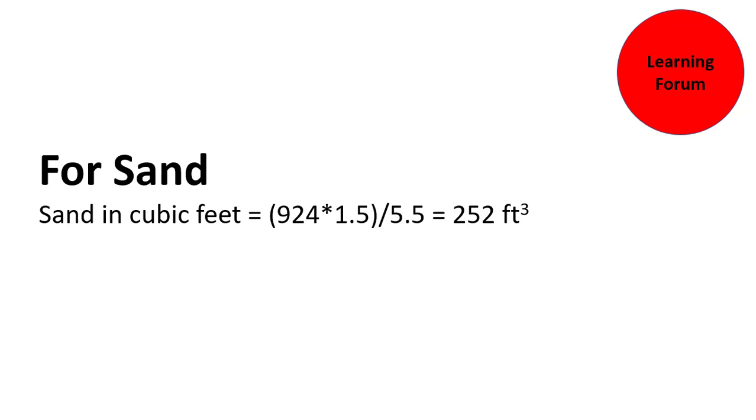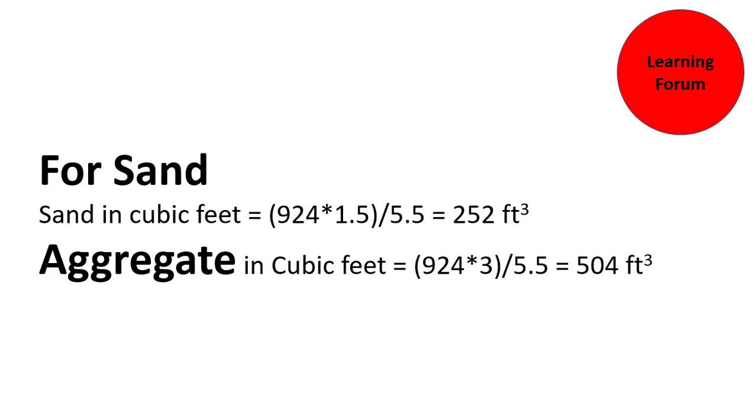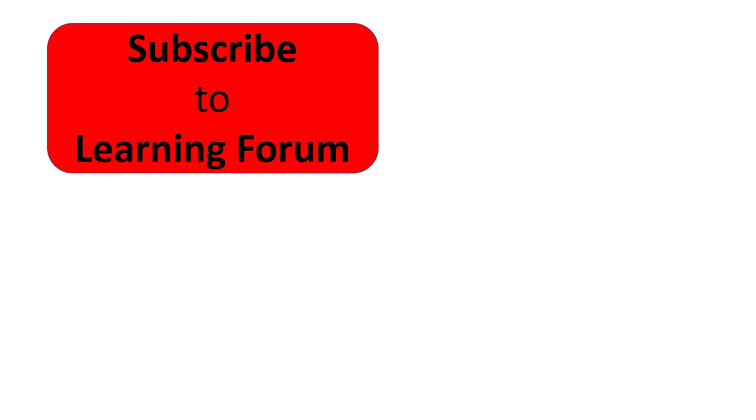Now, if you want to calculate the quantity of sand, we can use the same formula, and the answer comes out to be 252 cubic feet. Similarly, if you want to find the aggregate in cubic feet, it comes out to be 504 cubic feet.